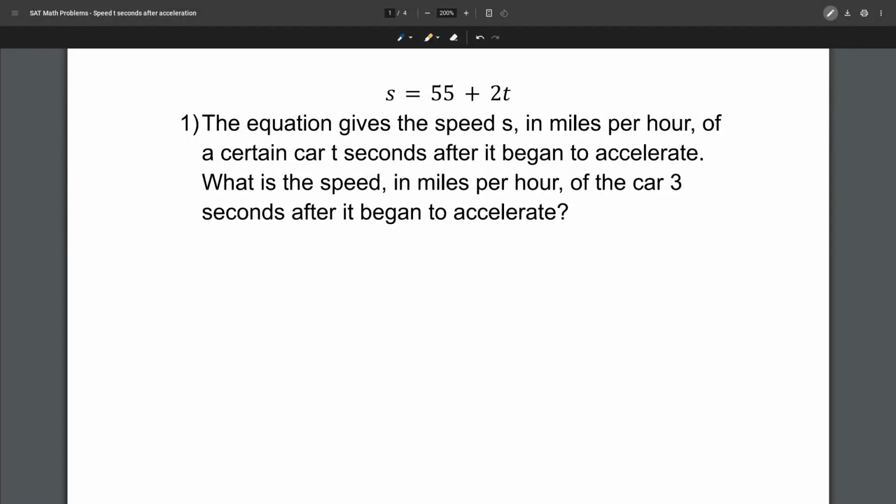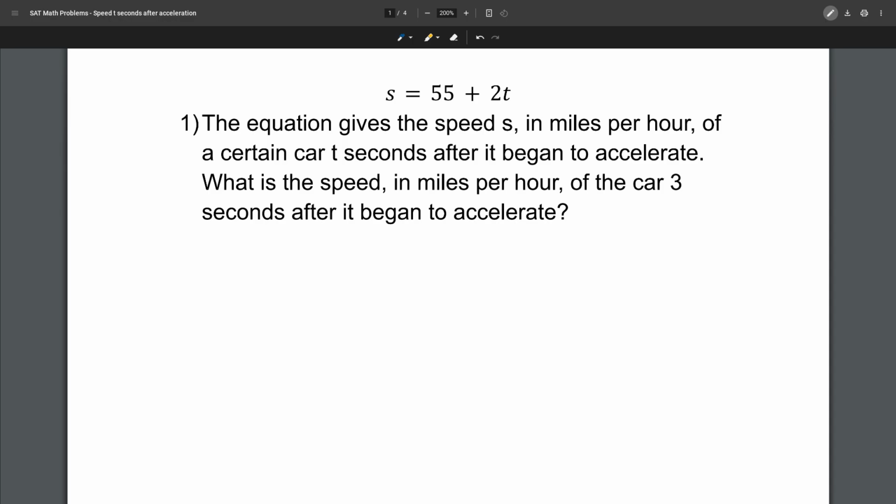In this video we're going to go through an equation that's giving us speed either after a car begins to accelerate or decelerate. And we're going to figure out what the speed is. This is a type of problem that you might see on the SAT, and it's inspired by a College Board question that I saw on practice test 10. I'll leave a link to the College Board tests in the description.